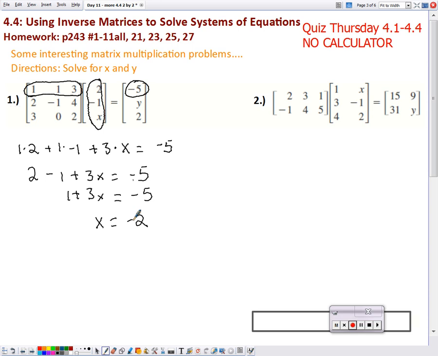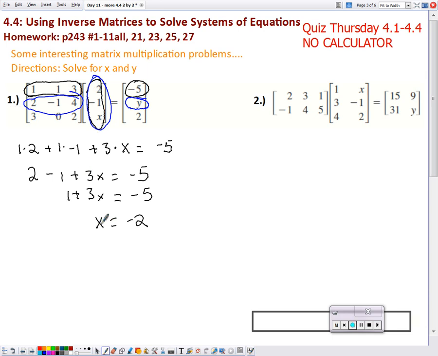Now, y is located in the answer, and it's in the second row. So to get the second row and the first column from the answer of multiplication, I'm going to need the second row and then the first column. And I know that x is now negative 2.